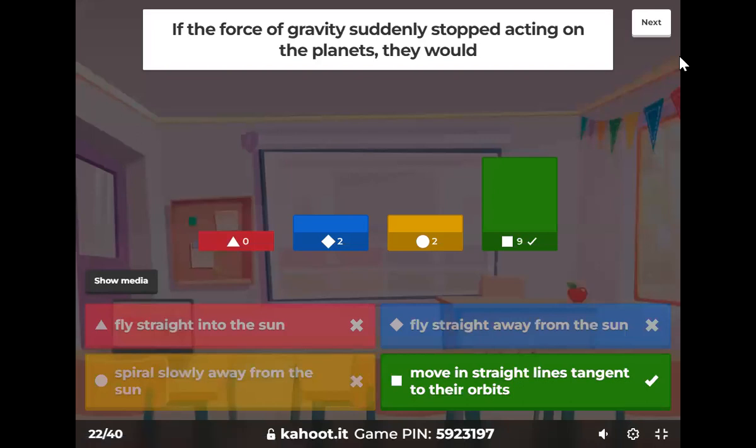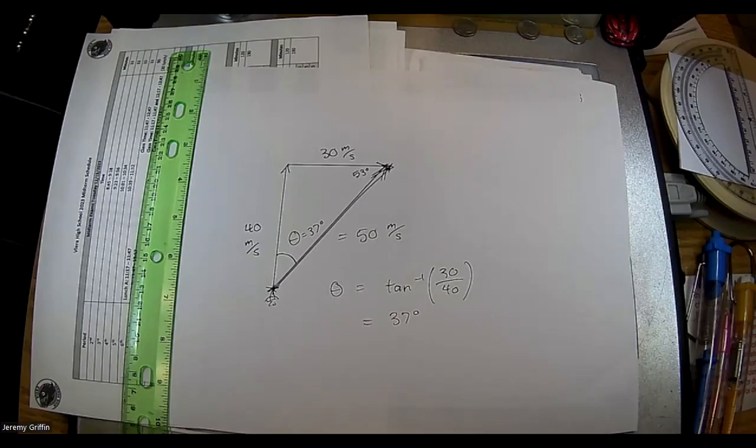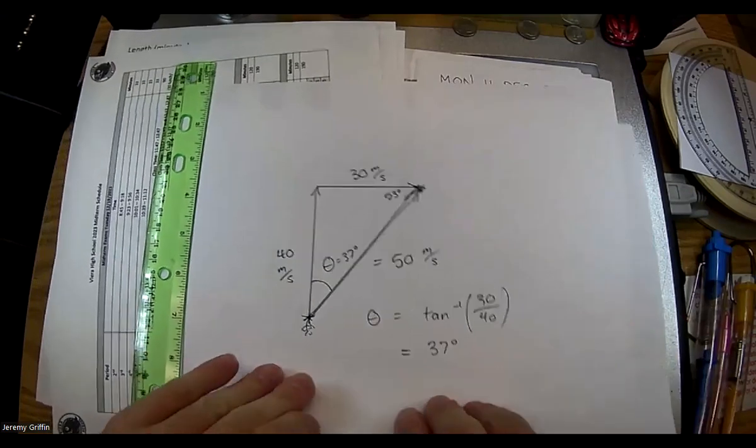Straight line tangent to their orbit. Right. Let me draw that out real fast. I'm gonna switch back over here. Let's draw that real fast.